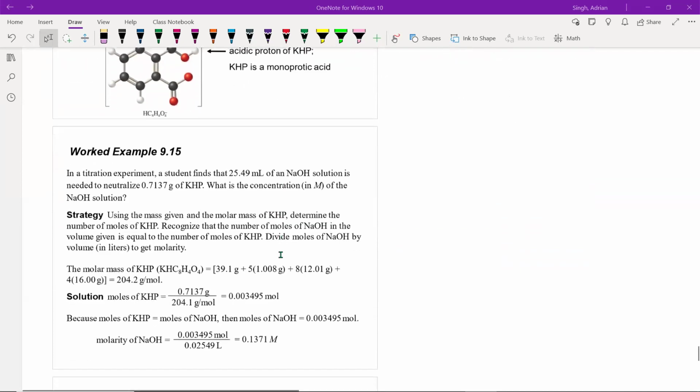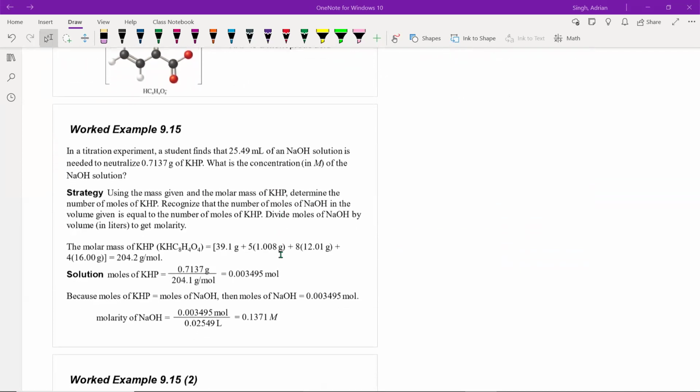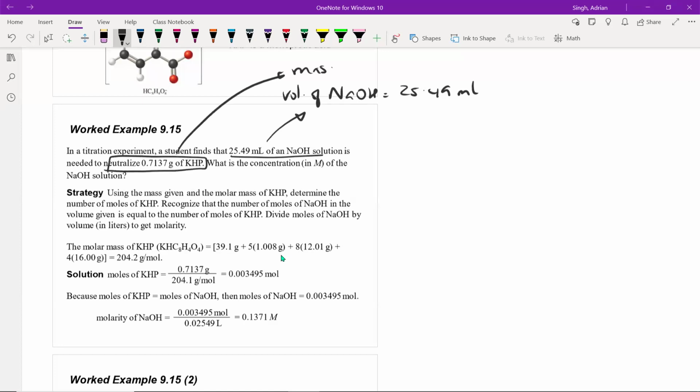So let's take a look at an example. In a titration, a student finds that 25.49 mL of an NaOH solution is needed to neutralize 0.7137 grams of KHP. So let's write down what we're given. We have the volume of NaOH, 25.49 mL, needed to neutralize the mass of KHP, 0.7137 grams. What is the concentration of the NaOH?